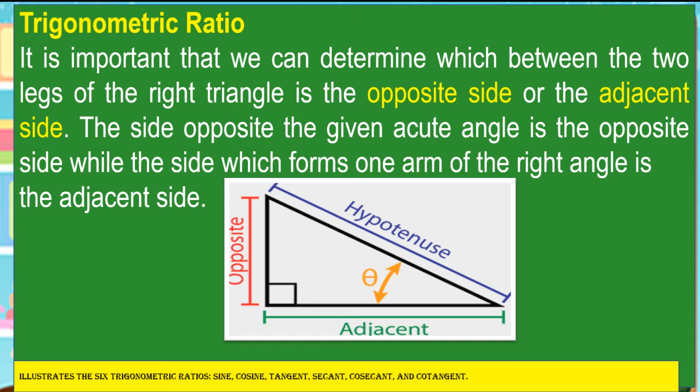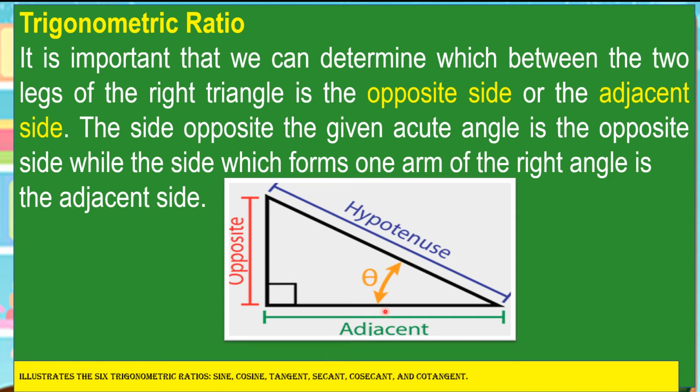Next, we have trigonometric ratios. It is important that we can determine which between the two legs of the right triangle is the opposite side or the adjacent side. The side opposite to the given acute angle is the opposite side, and the side which forms one arm of the right angle is the adjacent side.